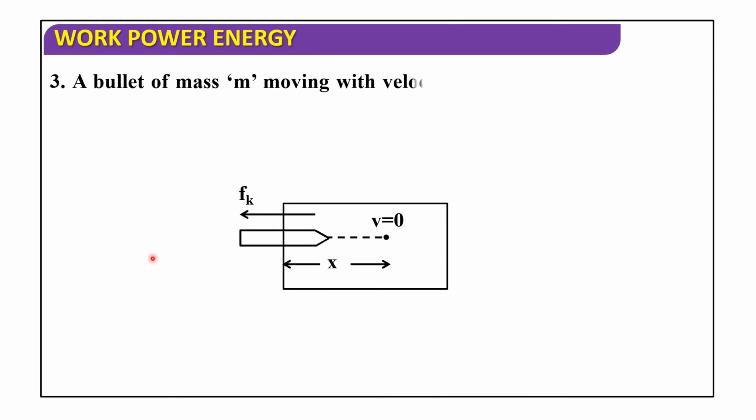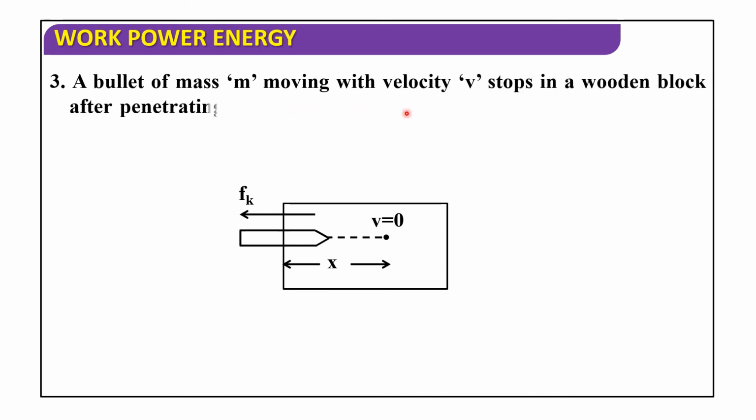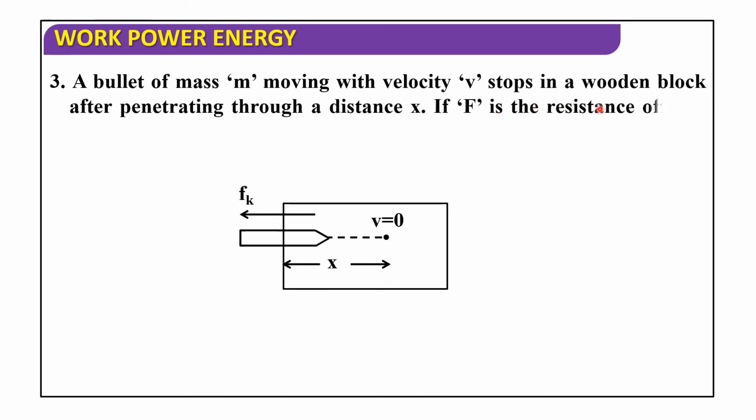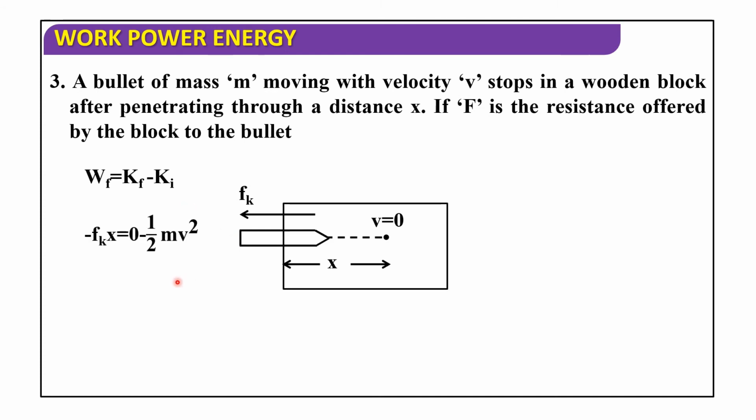Third one. A bullet of mass m moving with velocity v stops in a wooden block after penetrating through a distance x. If f is the resistance offered by the block to the bullet, then W equals Kf minus Ki. So minus fx equals 0 minus half mv square. So f equals half mv square by x.